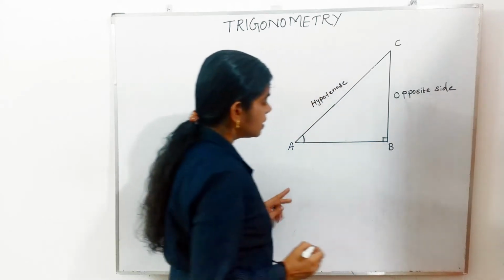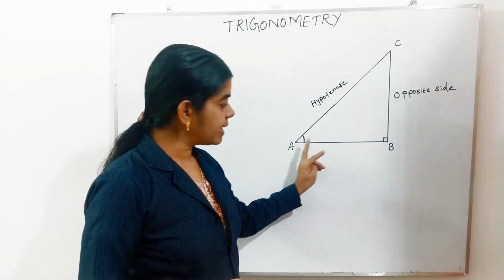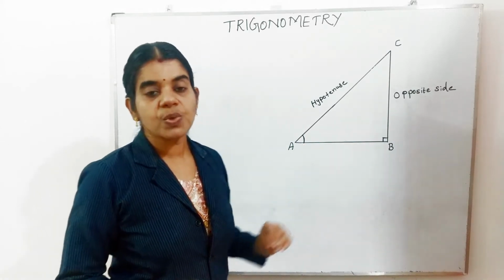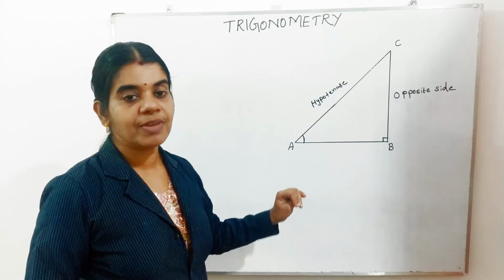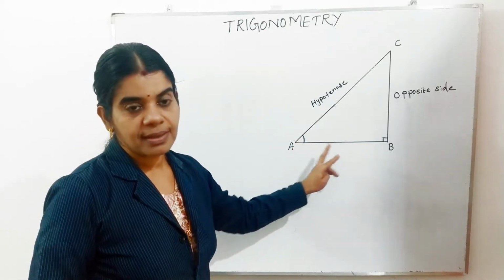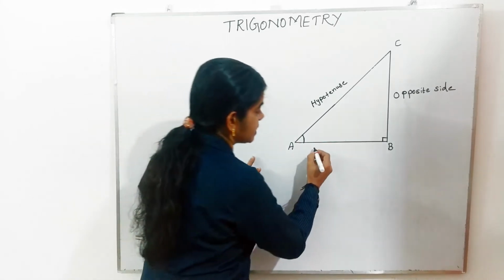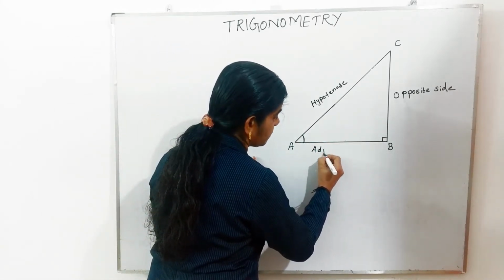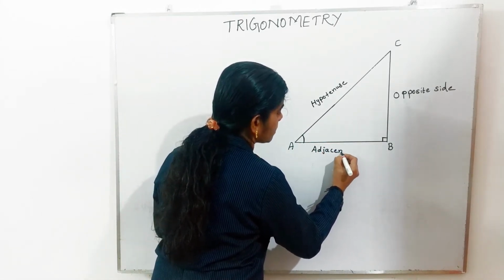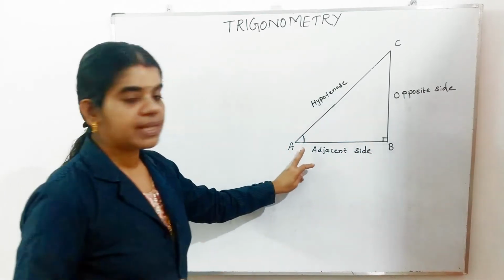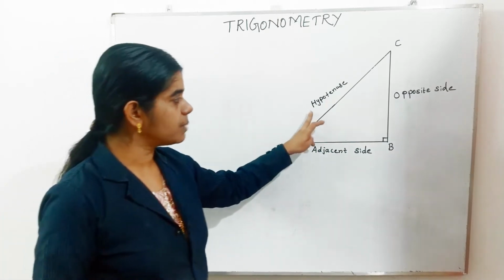AB is the side that forms angle A; it is a continuation of angle A. So we say that AB is the adjacent side, the nearest side, based on the acute angle A. Then based on the angle A, we also have the hypotenuse.